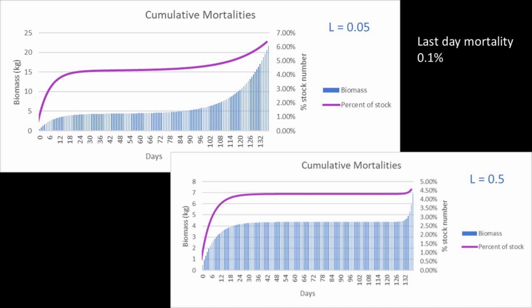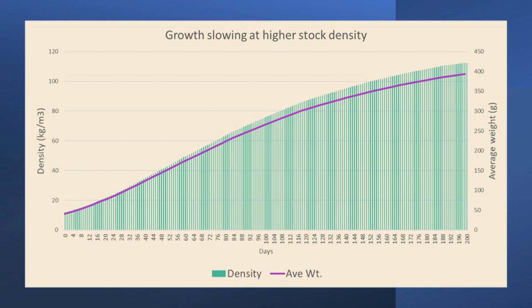It can also be seen from these charts that mortalities at the end of the cycle have a much greater impact in terms of biomass and hence result in much greater financial loss. Fine-tuning the mortality models is therefore very important for improving the accuracy of financial projections.